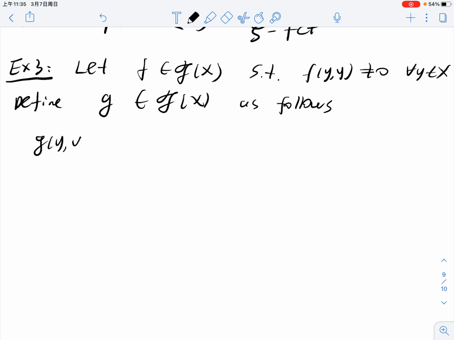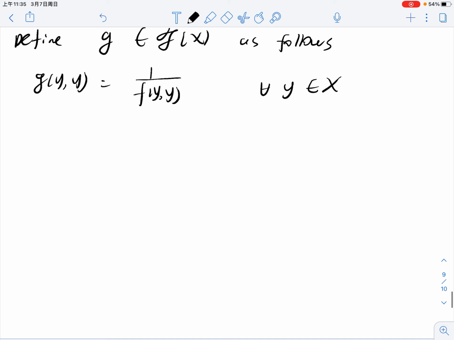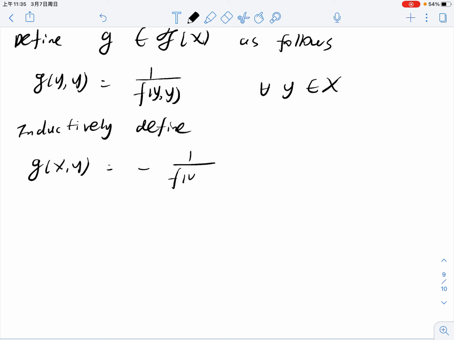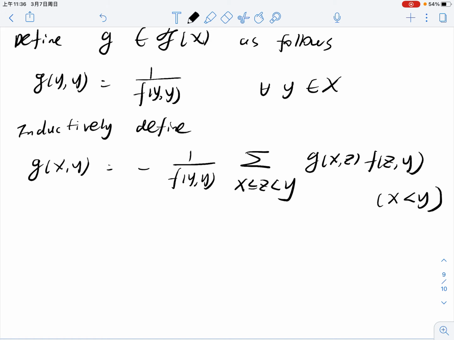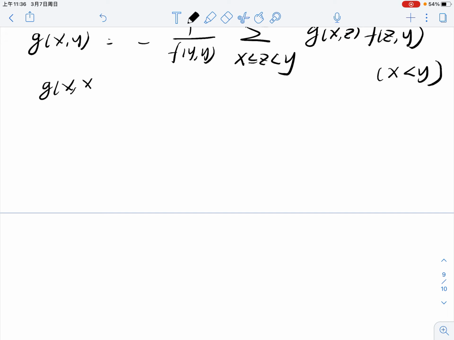So first, g(y,y) is 1 over f(y,y) for all y in X. This is the diagonal, and then inductively define g(x,y) to be negative 1 over f(y,y) times the summation over x ≤ z < y of g(x,z) f(z,y), for x < y, and g(x,y) equals 0 if x is not less than or equal to y.